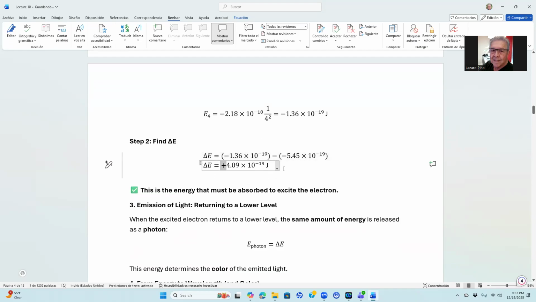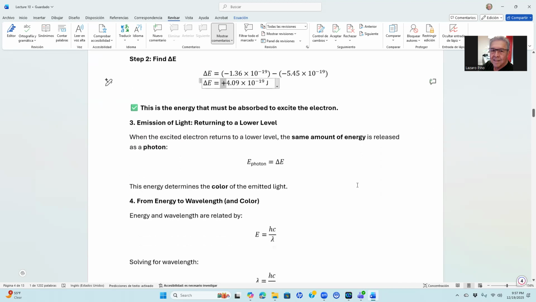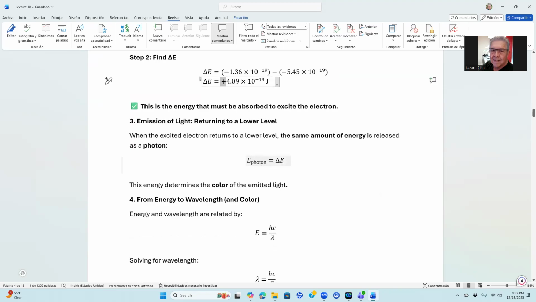According to this, when the electron returns to the original or base level of energy, it emits a light, and this light has to do with the energy of the photon that is emitted. Then the energy of the photon is equal to the difference of energy between the two levels of energy.